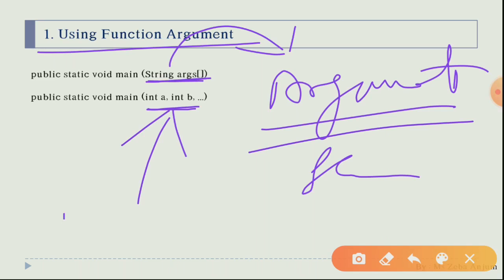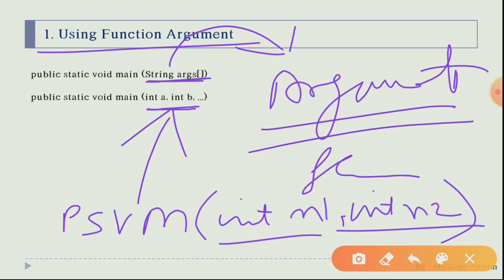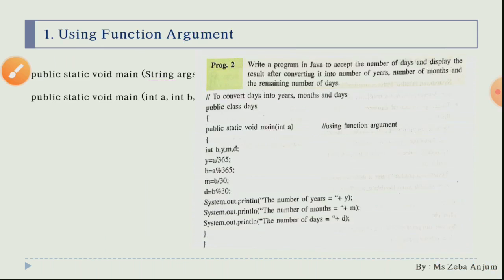So writing out public static void main, and in the bracket you can write down int number1 comma int number2. We are writing these 2 arguments because we need only 2 numbers. If we need 3 numbers then we can write down 3, and if we need 4 we can write down 4. It depends on our requirement. Okay, now see the example regarding this.